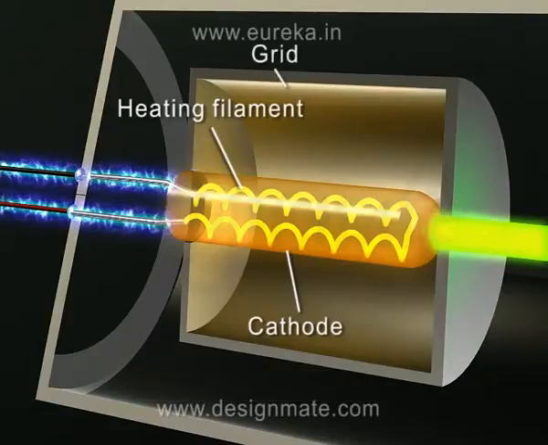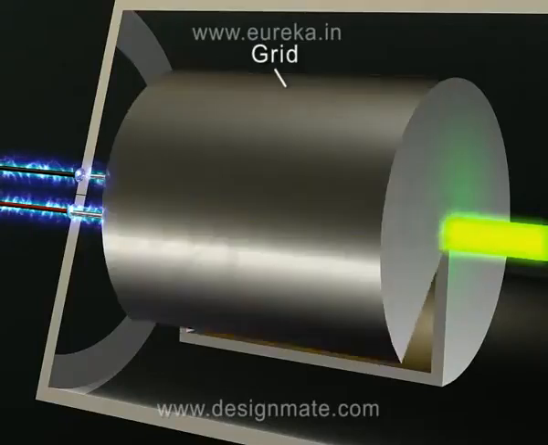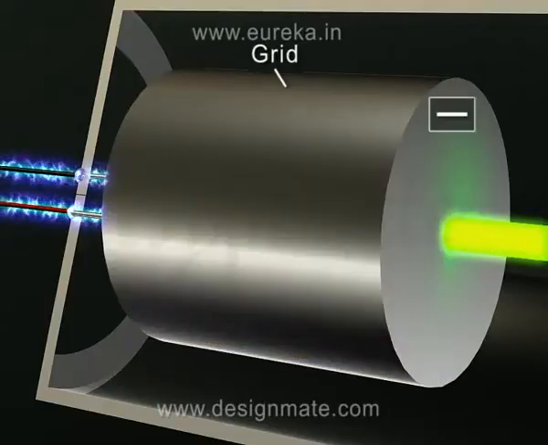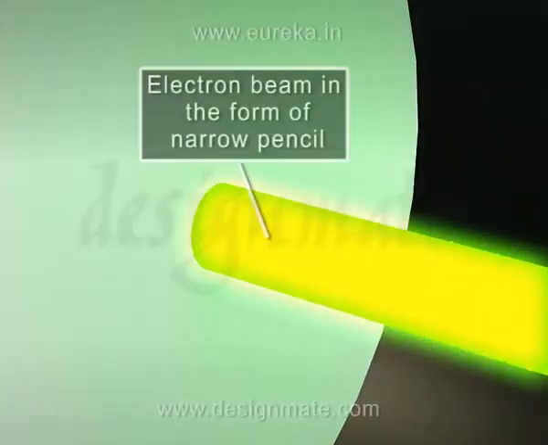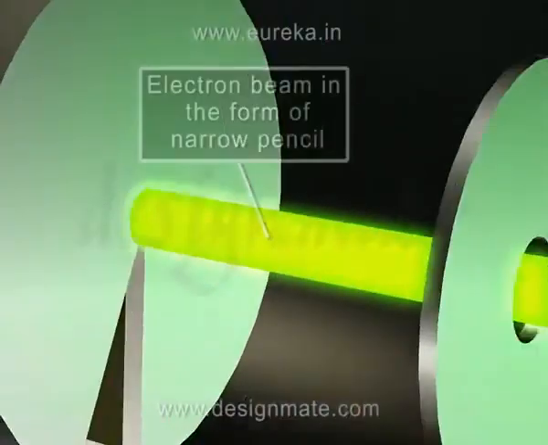Grid. It is a nickel cylinder which encloses the heating filament and the cathode completely. It is maintained at a negative potential with respect to the cathode. As a result, the electron beam converges because of repulsion between electrons and the negative potential of the grid. Electrons come out in the form of a fine, narrow pencil.